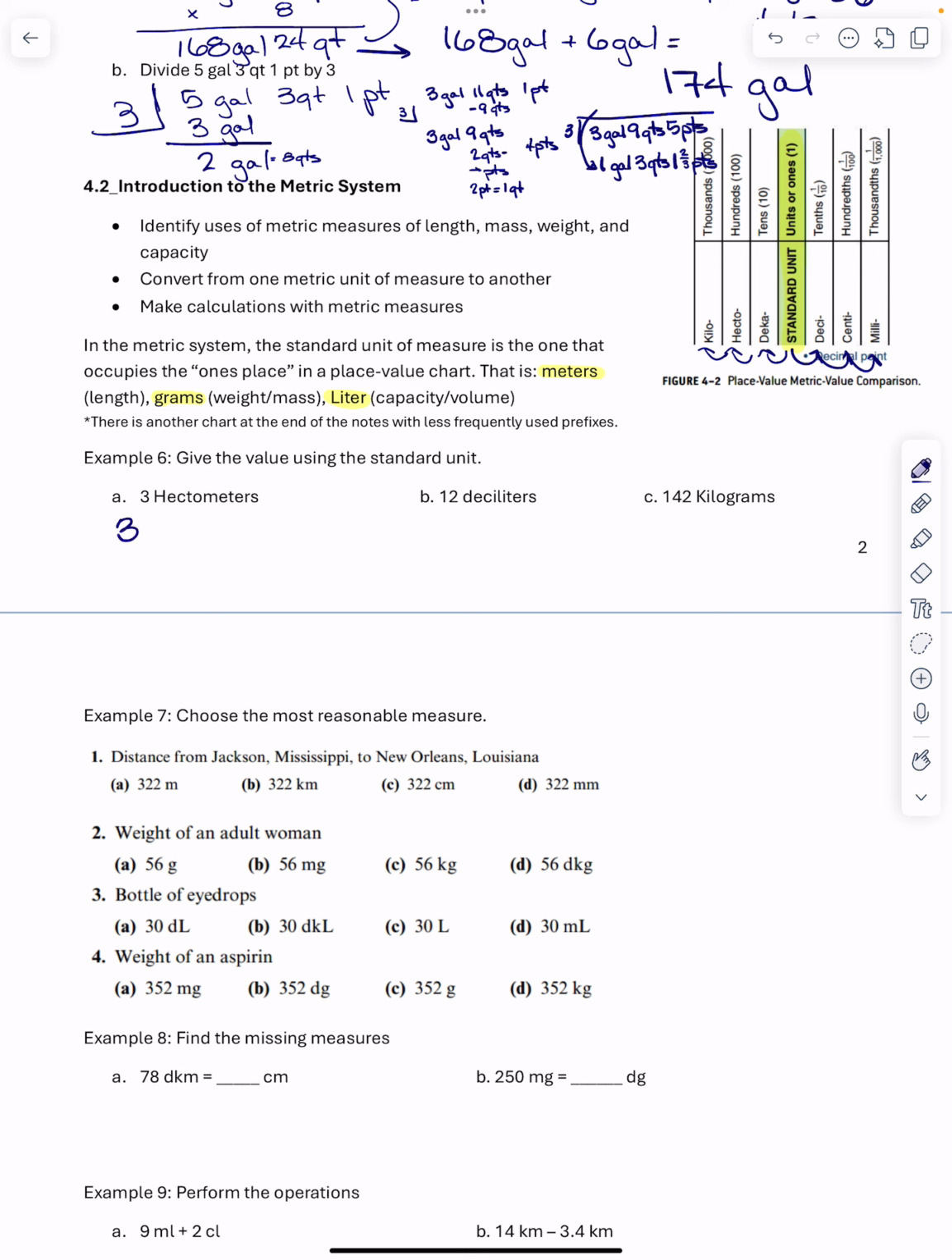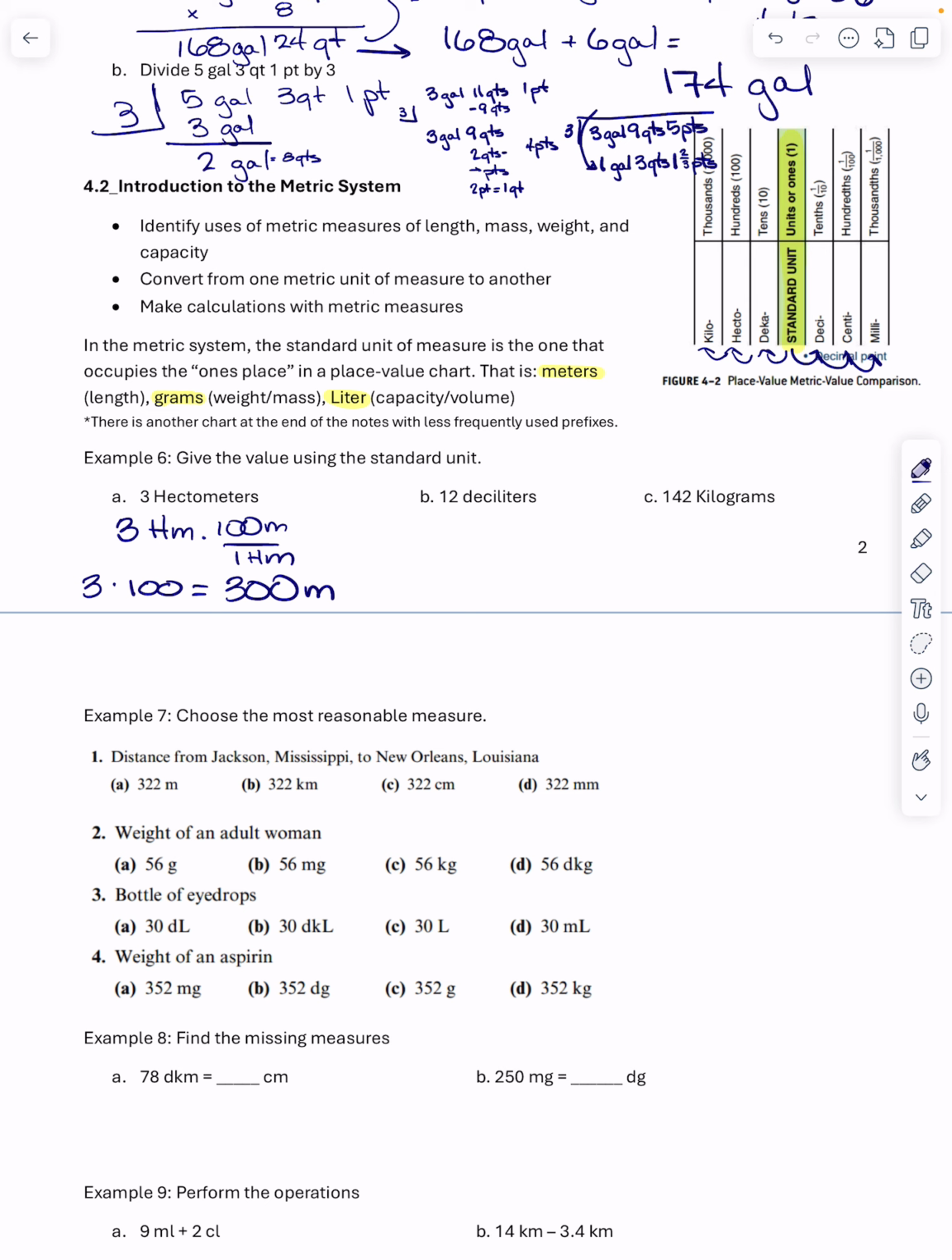So I've got 3 hectometers. Now, I can think of it as 100 meters in each hectometer, if we were using that unit ratio. Or I can take a look at the conversion factor. I got 3 hectometers, 100 meters per hectometer. This is 300 meters.